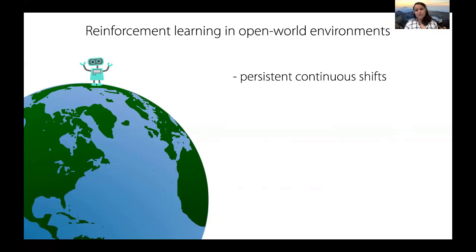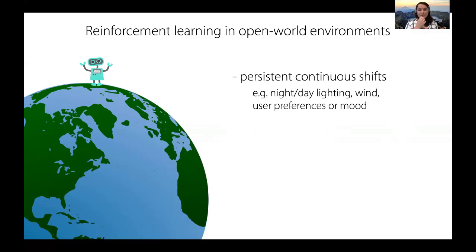In such open world environments, I think there are two kinds of things that are important. There'll probably be many others too, but there are two things that we focus on today. The first is being able to handle persistent and continuous shifts in the environment or in the problem. This may include things like variation in lighting over night and day, variation in wind, variation in user preferences or mood, which may be changing periodically due to the time of day, the day of the week, etc.